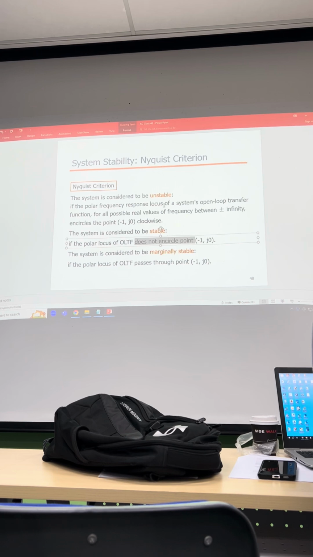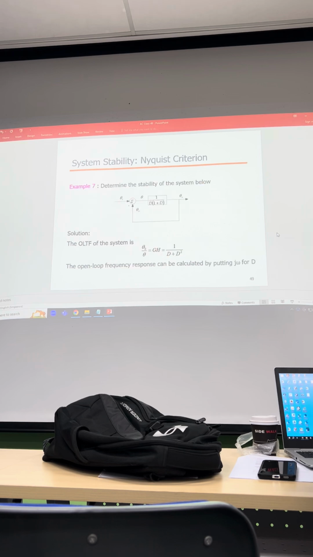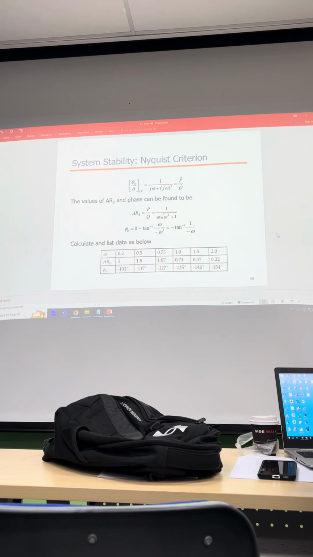Whenever you say unstable, of course it will be covering the minus 1. Later exercises will tell you whether it's encircling or not. Okay, so this is the most important thing we need to see. If it's just on the line of minus 1, it's called marginally stable. Okay. Let me put up the seventh one.